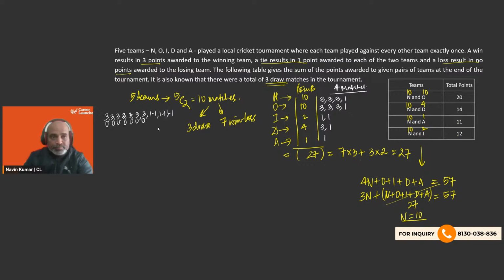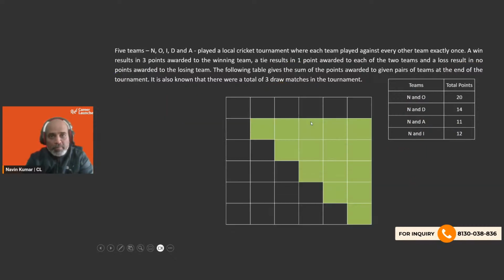Okay, so what we are now going to do is utilize all of this data in a matrix. Why matrix? Because in games and tournament based questions, when you have to figure out which team is going to play against which team, the easiest interpretation and the best representation is a matrix format. So we will draw a matrix, where the teams are named N, O, I, D, and A, and then N, O, I, D, and A.